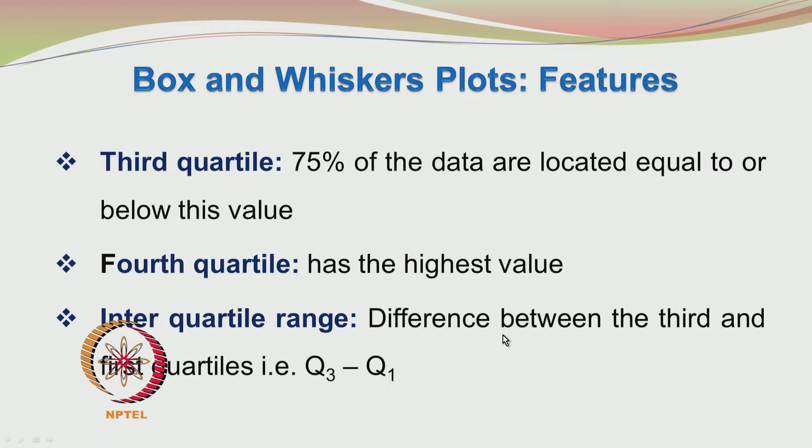The third quartile, by now you will be familiar with it. 75% of the data are located equal to or below this value, and 25% of the data are located above this value. The interquartile range is the difference between the third and the first quartiles, that is Q3 minus Q1. Q3 is the third quartile and Q1 is the first quartile.